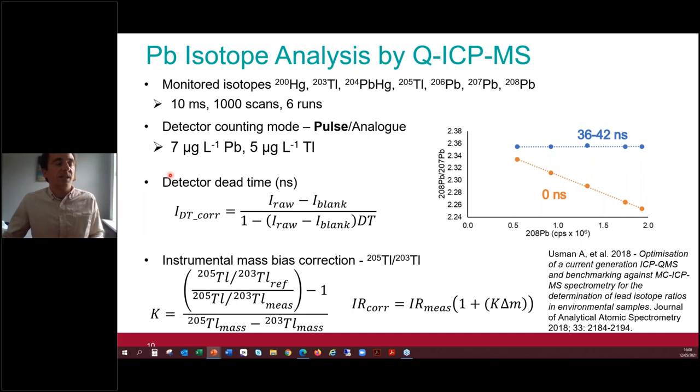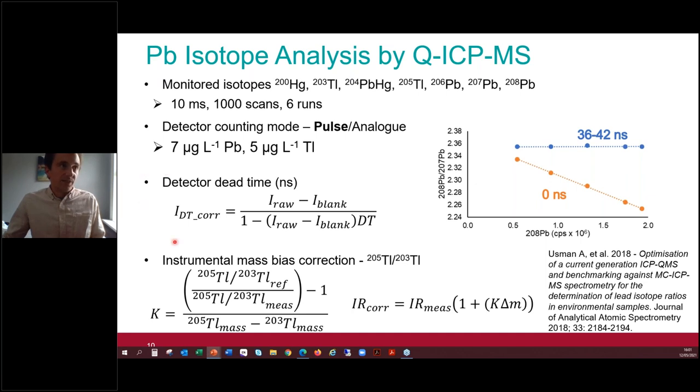So what we found was that a concentration of 7 micrograms per liter of lead was kind of the sweet spot, because the major isotope, 208 lead, was below the threshold to switch to analog mode, but we still had a sufficient signal on the minor isotope 204 to get sufficient counting statistics and monitor the 204 isotope. And then we added 5 micrograms per liter of thallium. Again, that just sat nicely in the pulse counting mode and provided good counting statistics.